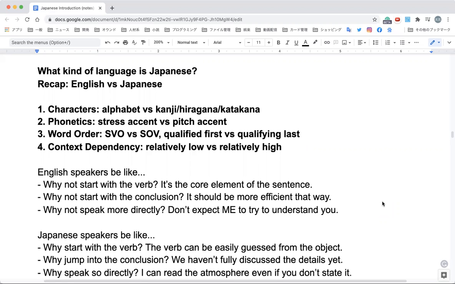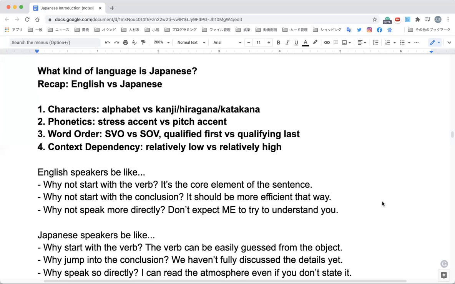And phonetics. Of course, the sounds are obviously different too, but another difference is stress accent versus pitch accent. And word orders. English is an SVO language and Japanese is an SOV language. Verb first or object first. And in English, usually qualifiers come first. So qualifying words, something to add information to nouns or verbs, come before the noun or verb usually. In Japanese, it's usually the other way around.